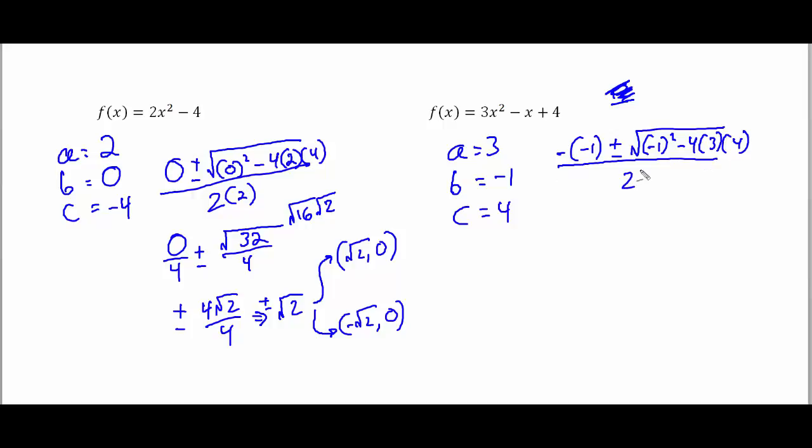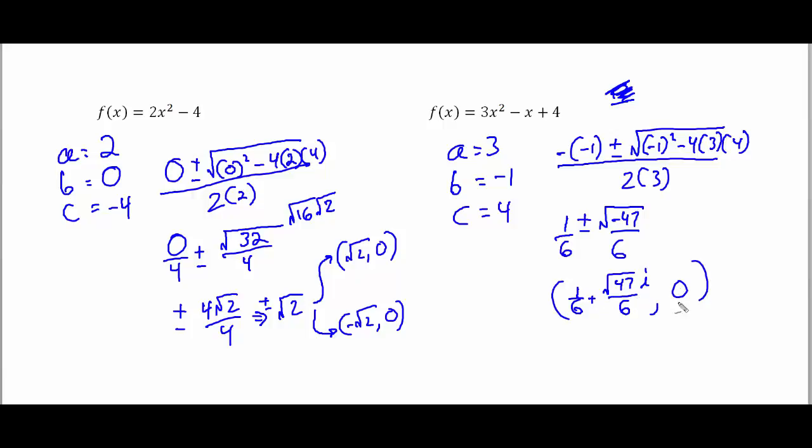So here we go, 2 times 3. So negative b is 1. Plus or minus, if I compute the discriminant, this is going to give me a negative 47. Yikes. All divided by 2 times a, which is 6. So now my two answers broken up are going to be 1/6 plus the square root of 47 i divided by 6, comma 0. And my second answer is going to be 1/6 minus the square root of 47 i divided by 6, comma 0.